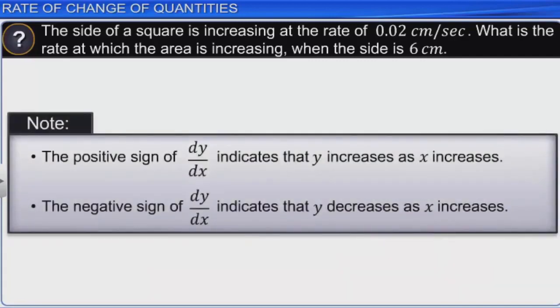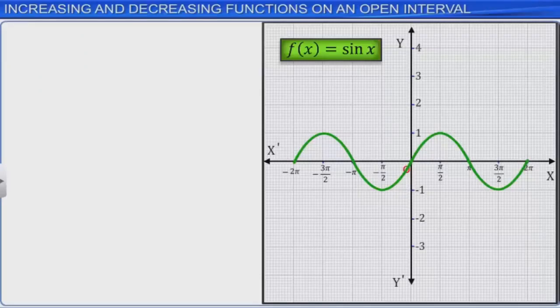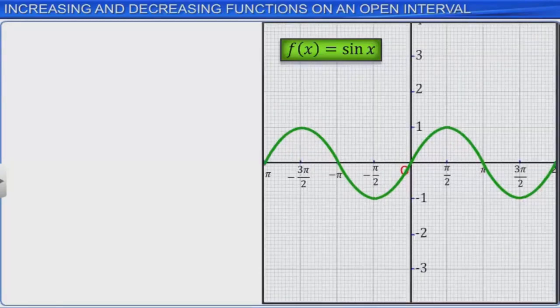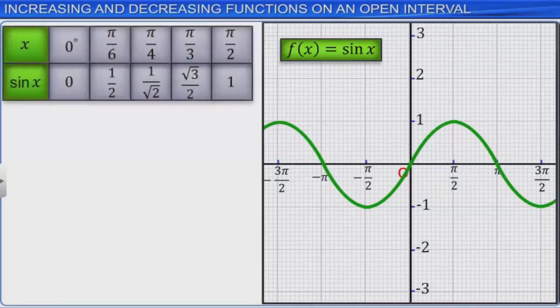The positive sign of dy upon dx indicates that y increases as x increases. The negative sign of dy upon dx indicates that y decreases as x increases. Take a look at the graph of f of x is equal to sin x. If you observe the graph carefully between 0 and pi, you will see that as x increases from 0 to pi by 2, sin x increases from 0 to 1.